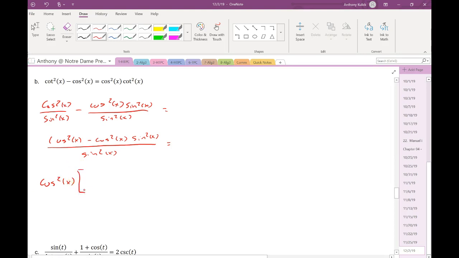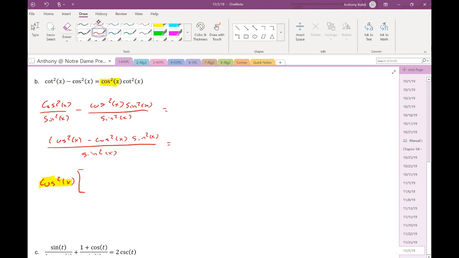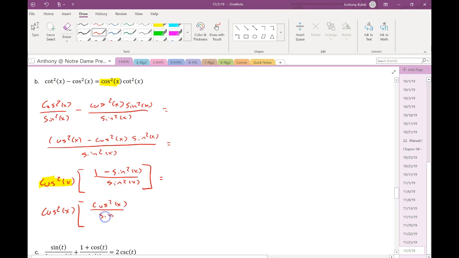And I'm going to put it all the way out front, because I know I'm not going to monkey with that anymore after I got it out of there. Happy with that? When I look in the numerator now, what do I see? I see 1 minus sine squared is the same as cosine squared. And then cosine squared over sine squared is cotangent, and I am done.